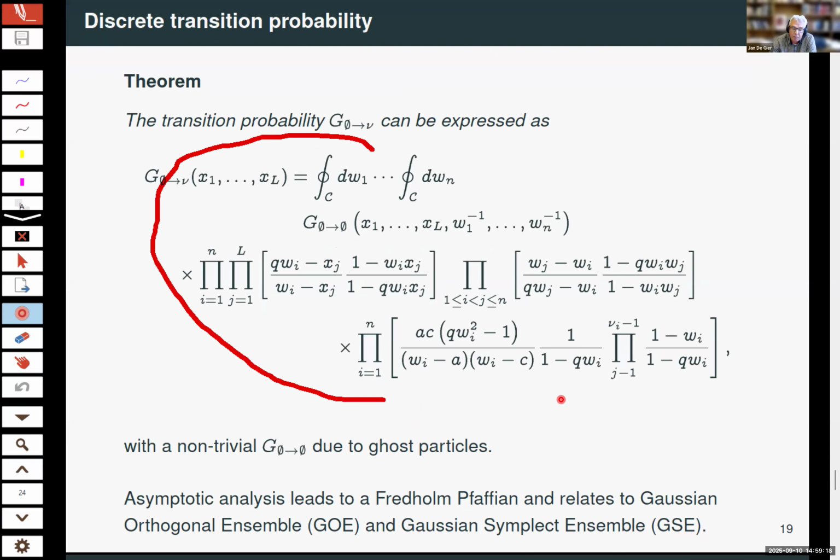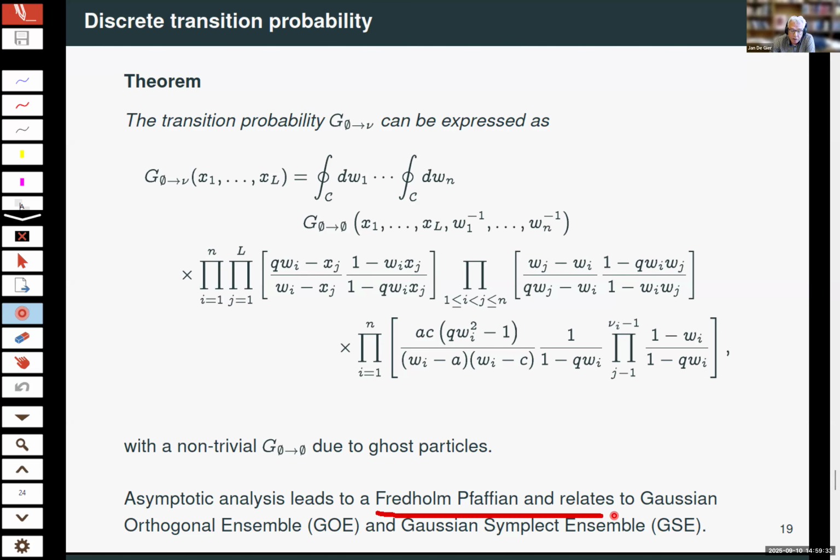From this expression, it's possible, using the work of Johansson and Tracy Witham and people, Tomohiro himself, and people he talked about, to derive Fredholm Pfaffians and find probability distributions that are related to random matrix theory, such as the GOE and the GSE ensembles.